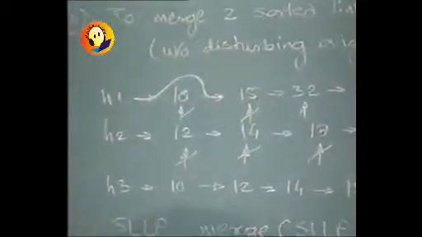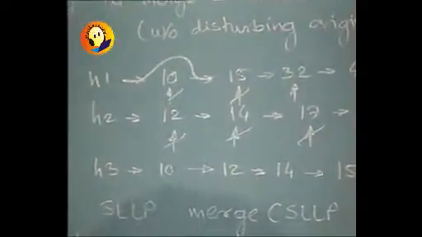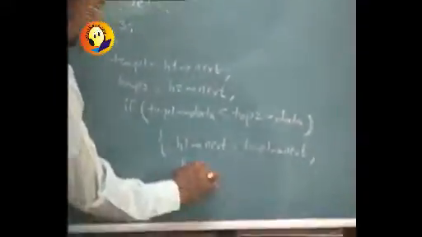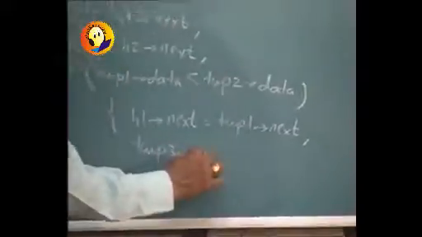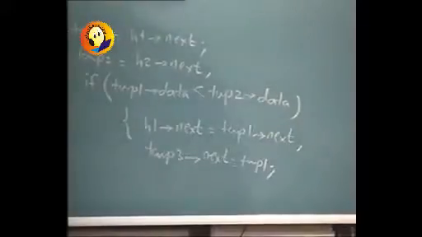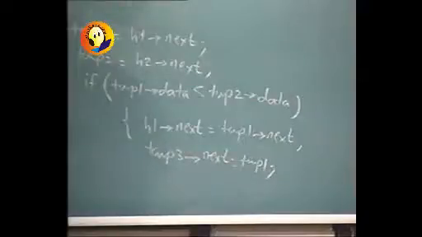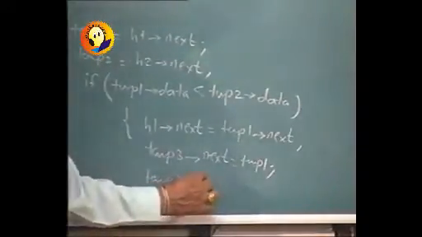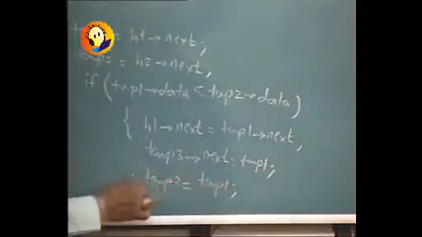So temp1 no longer belongs to the first list. It is removed. This temp1 should be attached as the next node of temp3. So H3 arrow next will now be connected to this, and then temp3 should go to that position as we were doing earlier also. Temp3 equal to temp3 arrow next, or temp3 equal to temp1.